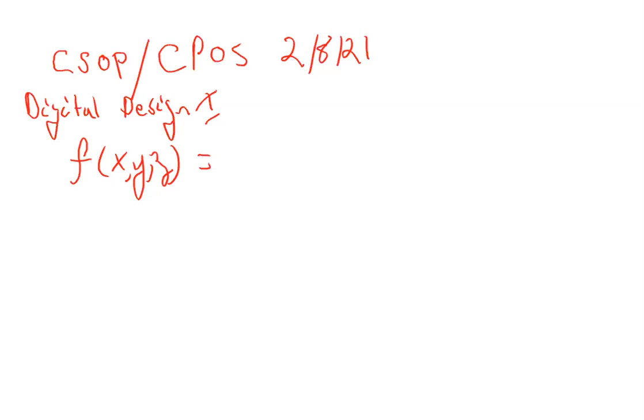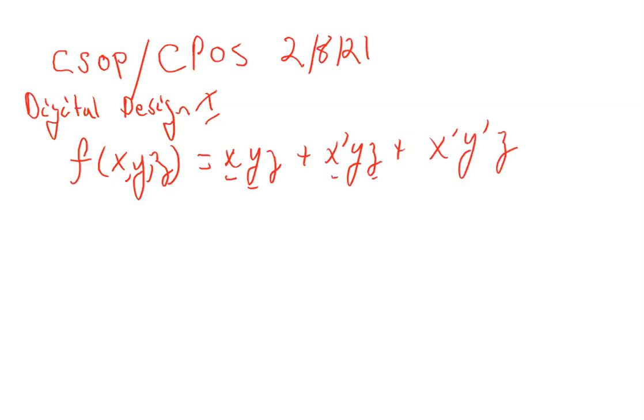Every product term would be included. So if we said something like x, y, z, or x prime, y, z, or x prime, y prime, z, we knew we were in a canonical form because the x, y, and z appeared in every single product term, either in its inverted or uninverted form.